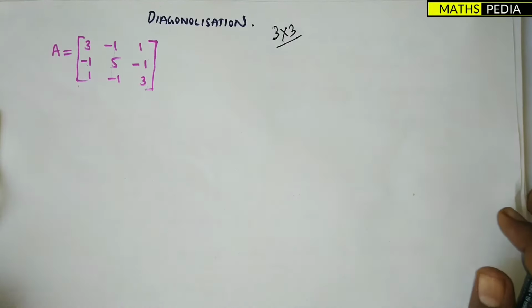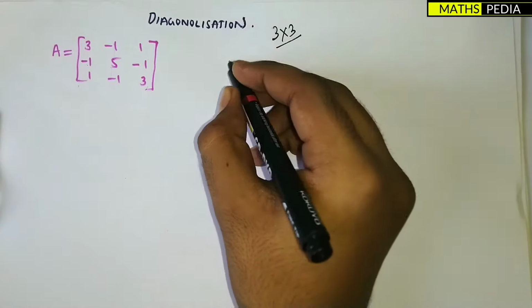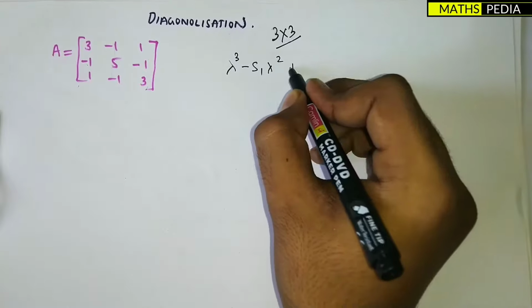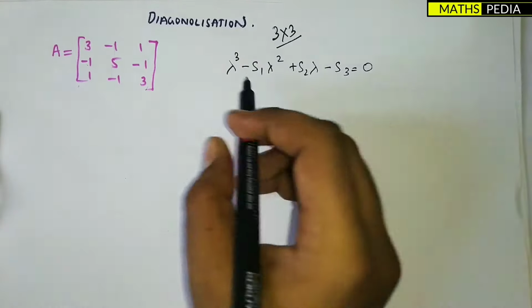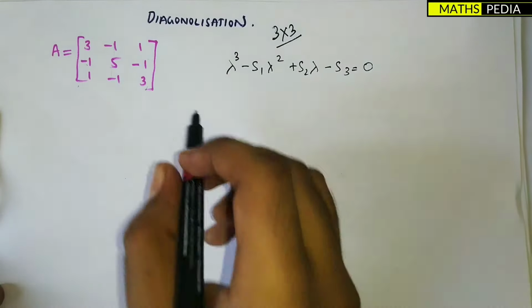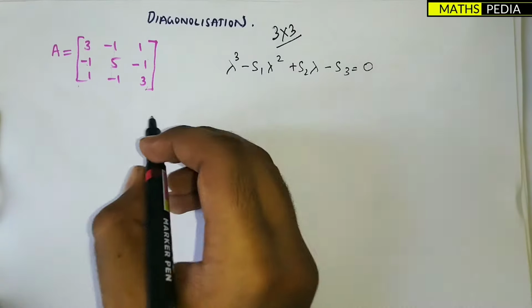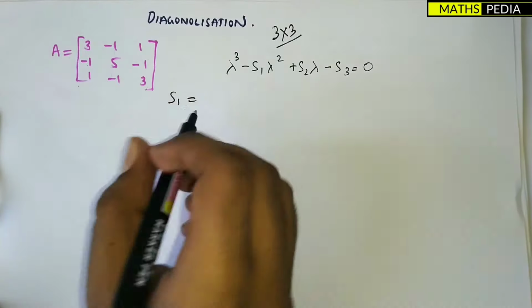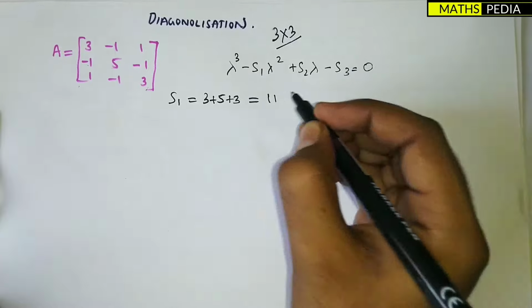Okay, so the first step is that you have to find the characteristic equation for the given matrix. You have two methods, but I'll go by the simpler method. Lambda cube minus S1 lambda square plus S2 lambda minus S3 equal to 0. Now here you can use any of the alphabets, it depends on you. So this is basically the characteristic equation, where S1 is the sum of the main diagonal elements. 3 plus 5 plus 3, it is 11.